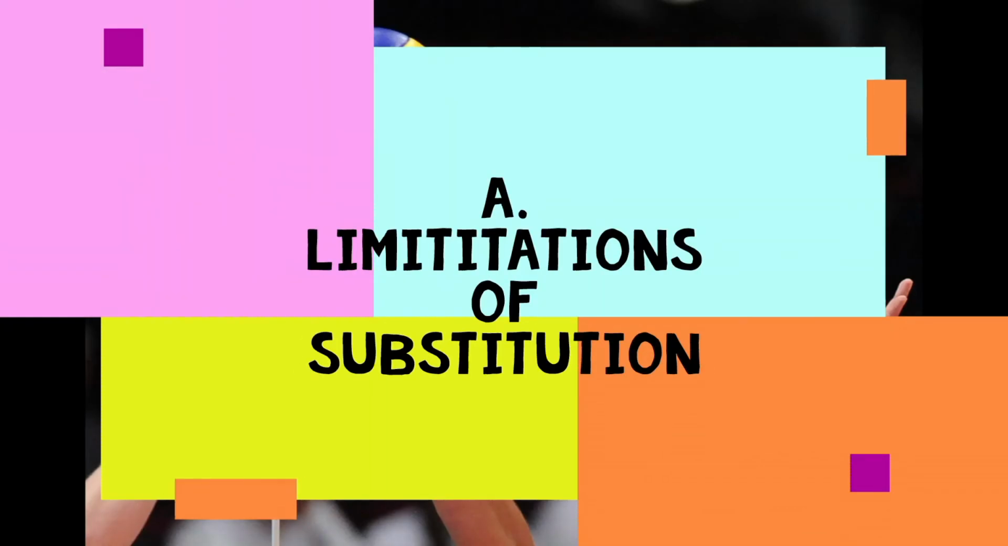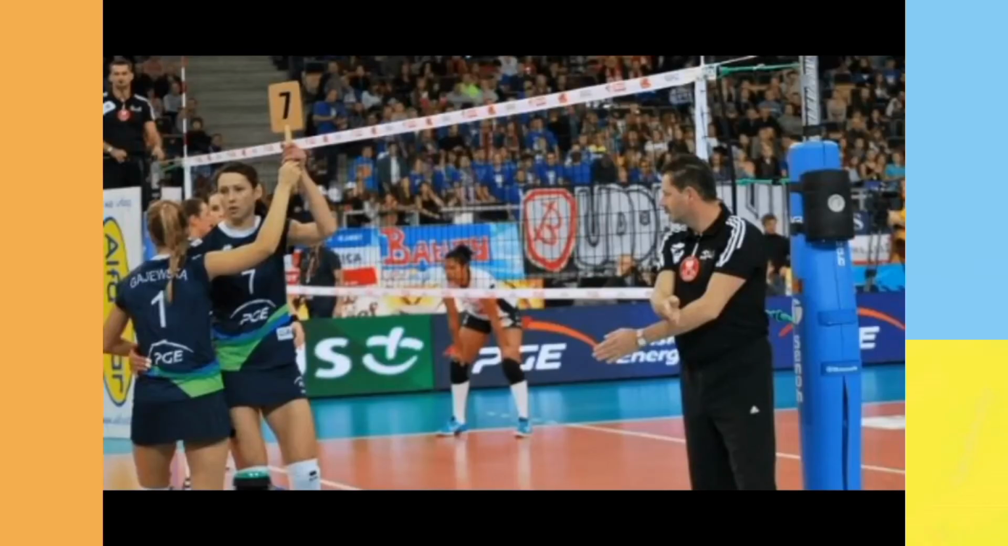A. Limitations of substitution. 6 substitutions is the maximum permitted per team per set. 1 or more players may be substituted at the same time. Second, a player of the starting lineup may leave the game and re-enter, but only once in a set, and only to his/her previous position in the lineup.